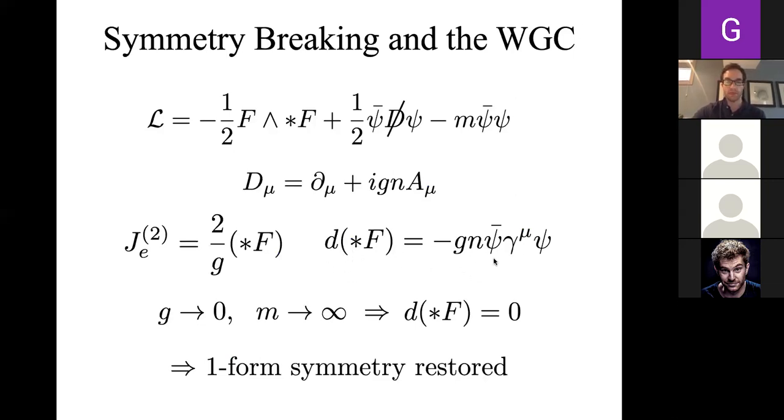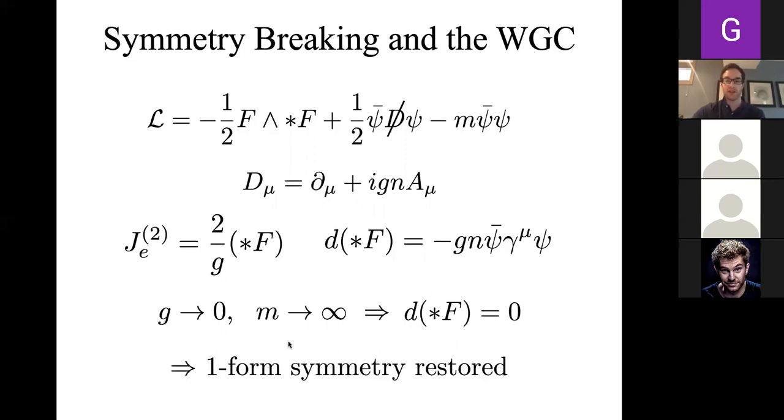From here, it's interesting to consider two different limits. The first one is the case where you take the gauge coupling to 0. In the limit as g goes to 0, the dynamics of the fermion and the gauge field completely decouple. And so you effectively get back the one form U(1) electric global symmetry in this limit, as you can see from the fact that d of star f goes to 0 as g goes to 0.